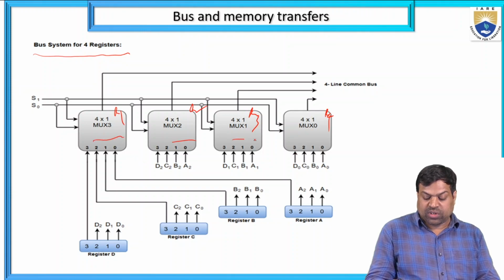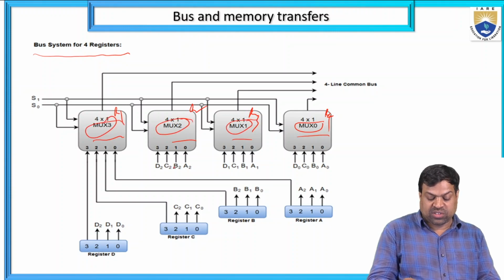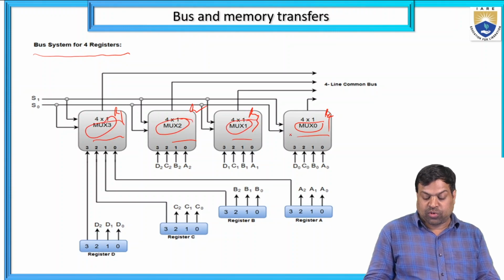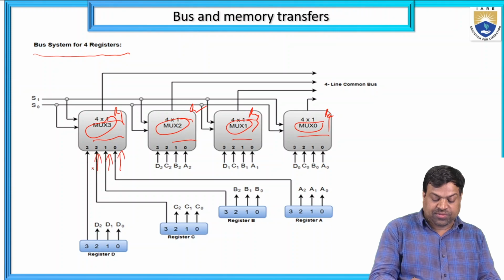What is a 4 into 1 multiplexer? I am taking mux 0, mux 1, multiplexer 2, multiplexer 3. There are selection lines, and 4 into 1 means 4 input lines. We can see here 4 input lines, and only 1 output line.